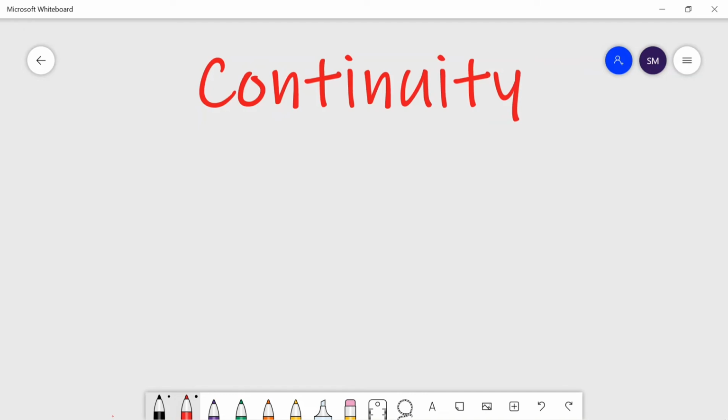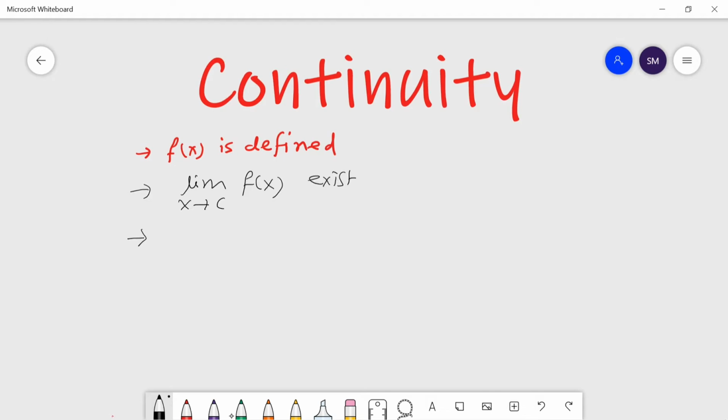Today's tutorial we are going to discuss the continuity of a function at a point. To know the continuity, you must know three things. First, f of x is defined. Second, limit x tends to c, f of x exists. And third, limit x tends to c, f of x is equal to f of c.